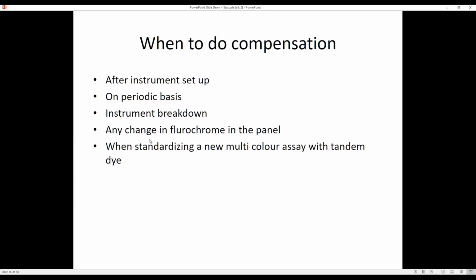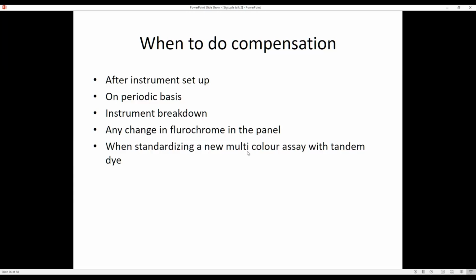Any change in the fluorochrome in the panel. For example, if you are using FITC, and suddenly in another experiment you're using Alexa Fluor 488. Now that's a different fluorochrome. Or similarly, I can say PB in FL9, the ninth channel, and you are replacing it with BB421, which is also a violet dye. Now you cannot use the same compensation matrix that you created with Pacific Blue for the Brilliant Violet dye. You need to change it, right? You need to change it.